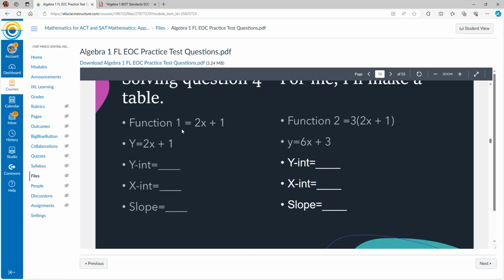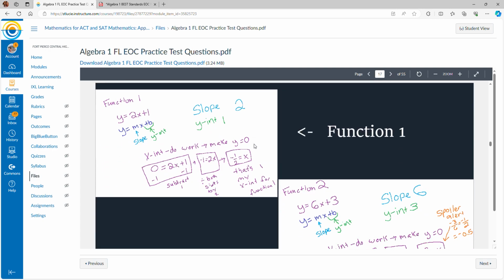So function 1 was the original equation, y equals 2x plus 1. Function 2 is multiplied by 3, so I put my 3 outside of parentheses, then I use the distributive property. 3 times 2x is 6x, 3 times 1 is 3, so function 2 turns into y equals 6x plus 3. Right away from looking at this, I have my slope and y-intercept in the formula.